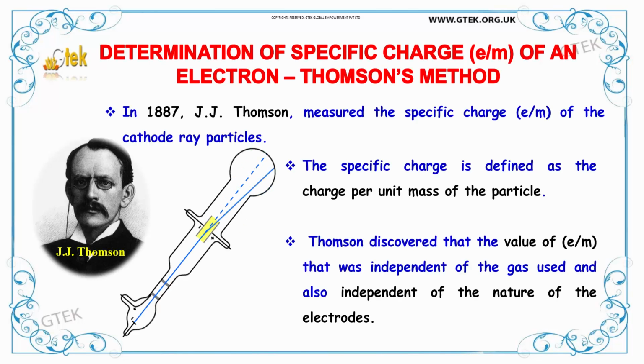Now we'll talk about the determination of specific charge of an electron using Thomson's method. So he is Mr. J.J. Thomson. In 1887, J.J. Thomson measured the specific charge of the cathode ray particles. The specific charge is defined as the charge per unit mass of the particle. Thomson discovered that the value of e/m, the specific charge, was independent of the gas used and also independent of the nature of the electrodes.